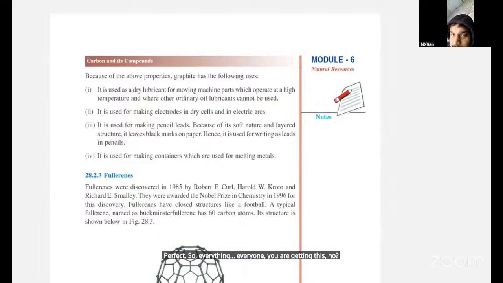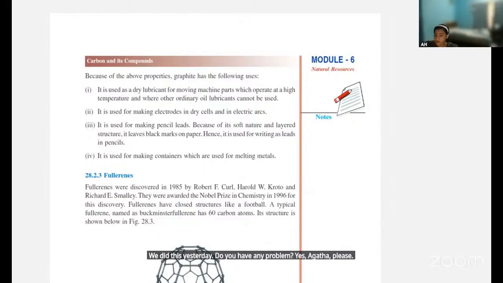We did this yesterday. Sir, do you have any problem? Yes, Agatha, please. Okay, I have a question. Graphite and diamond both form covalent bonds. Perfect.